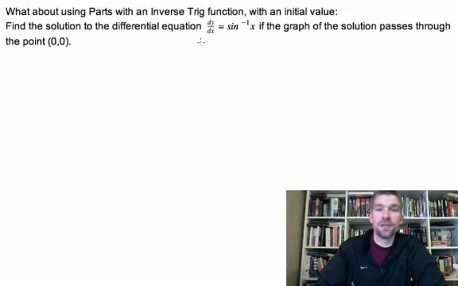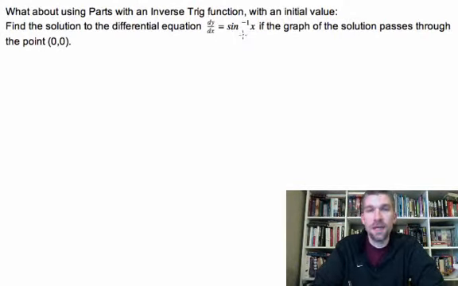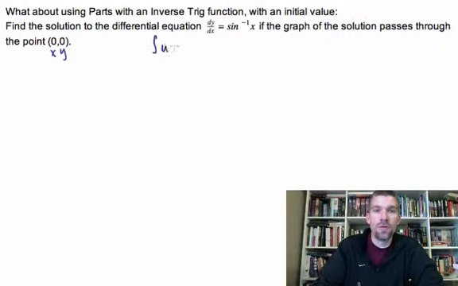All right, here's one last integration by parts. This is a toughie because we're dealing with the differential equation dy/dx equals the arc sine of x with an initial value of x equals 0 when y equals 0. So let's set up our integration by parts. The integral of u dv is equal to uv minus the integral of v du. Okay, so there's the setup right there.